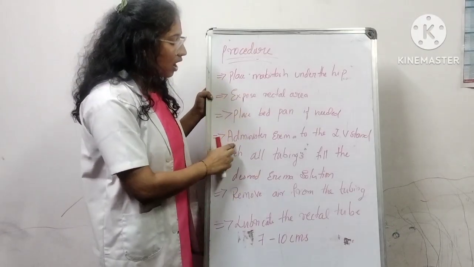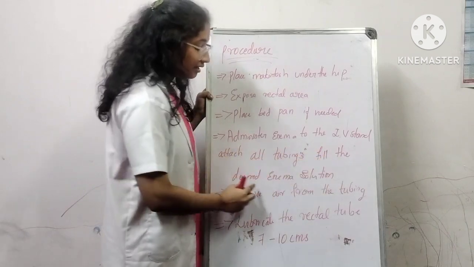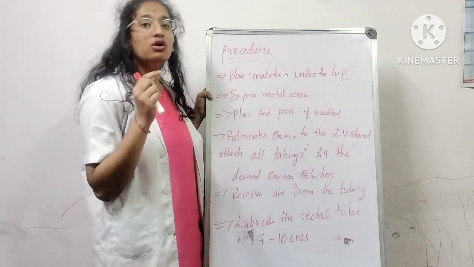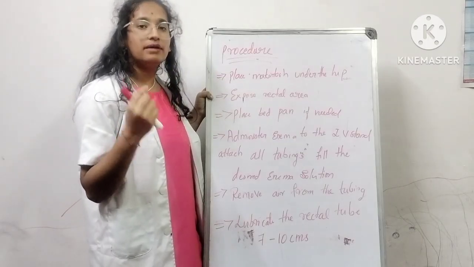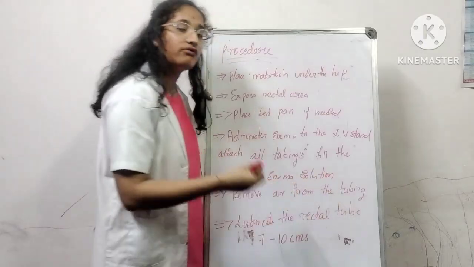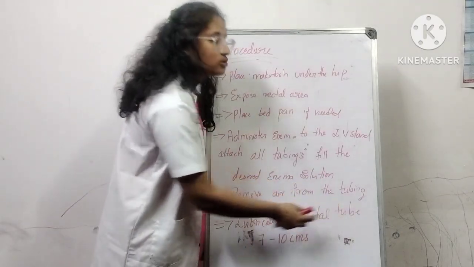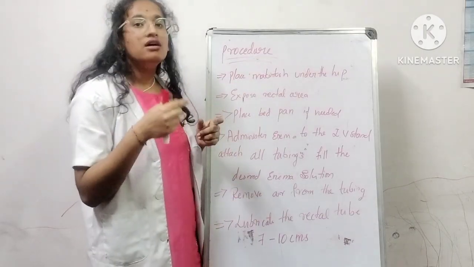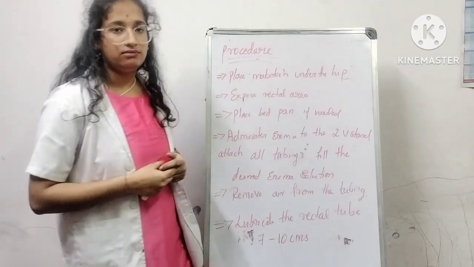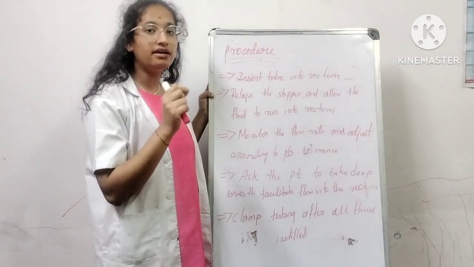Then hang the enema set on the IV stand. Attach all tubings. Fill the desired enema solution, according to the patient's need. Then remove the air from the tubing. So we have to remove air gaps from the tubing and lubricate the rectal tube. However much of the enema tube we are inserting, that much we have to lubricate. So we have to lubricate 7 to 10 centimeters of the rectal tube.